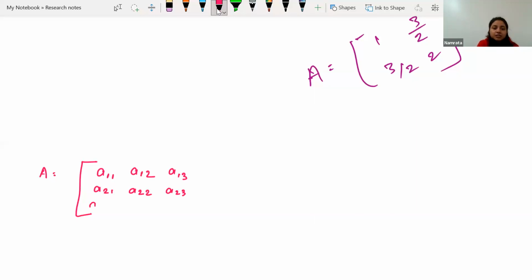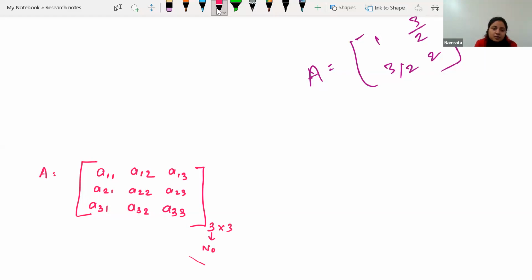And the third row will be A31, the first element of the third row. The second element of the third row, A32. Third row, third element, A33. Okay, this is how we write the elements. And this matrix is of order 3 cross 3.